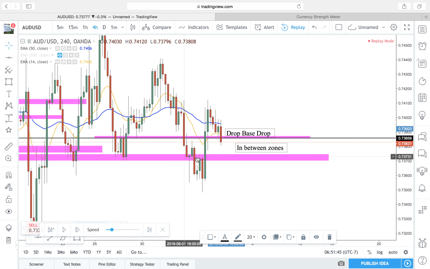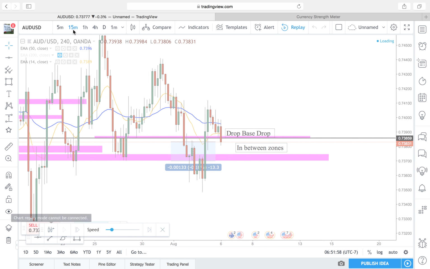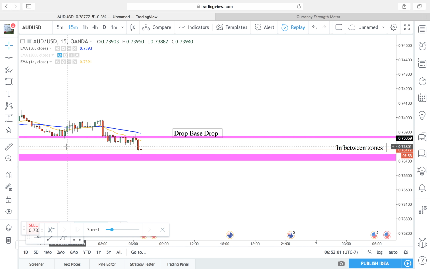This is the zone that I drew up just based off of these wicks here. And so you pull out your handy dandy pip counter and you say, okay, we're about 10, 13 pips away. That's how I know what I'm looking for. So then I go down to my 15-minute. What's the 15-minute time frame doing?